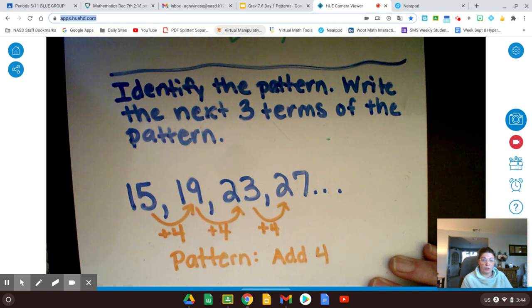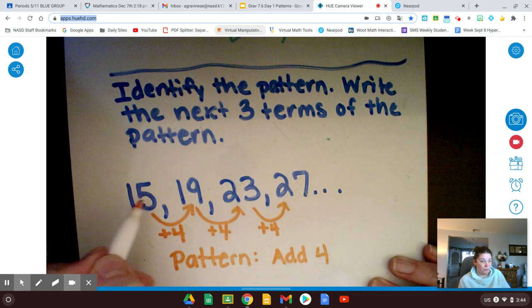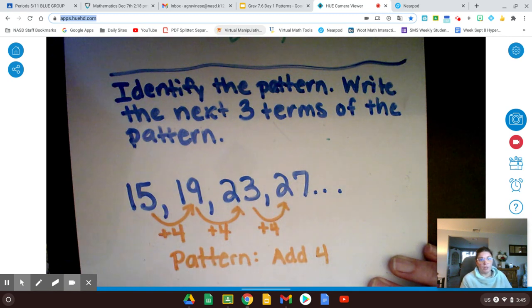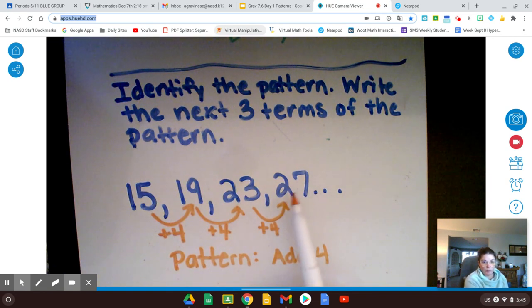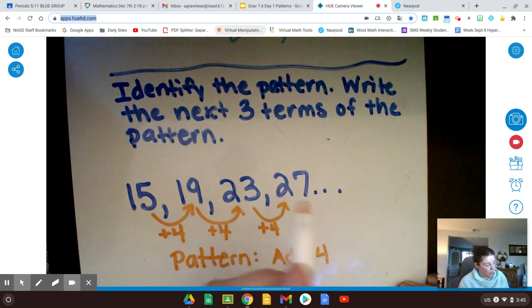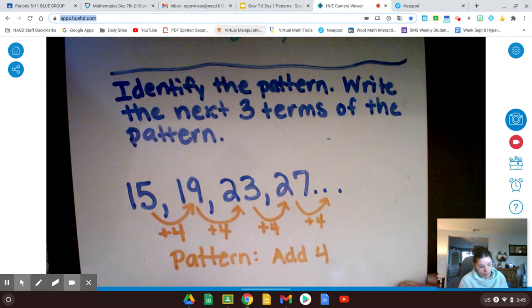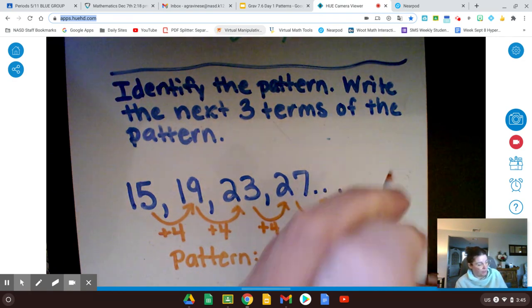Now we need to write the next 3 terms. So remember, each of these is a term, and I'm separating them with a comma so that I can tell what's what. So what we have to do now is just take the last term that we were given and keep applying the rule. Okay, we're extending on this pattern. So I would take 27 plus 4, and I get 31.